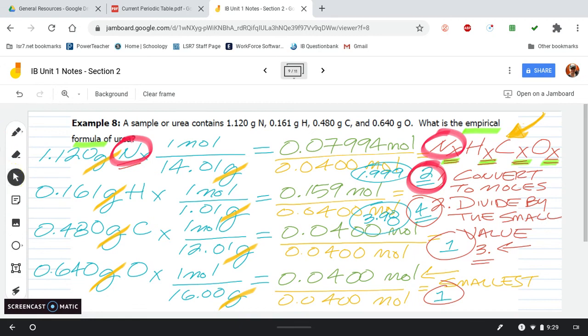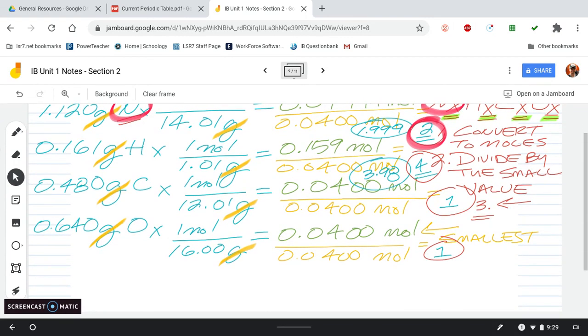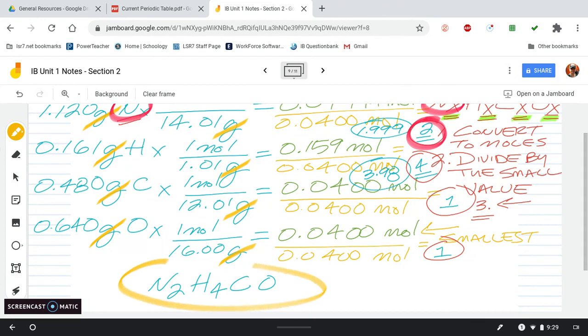So let's go ahead and slide this up and write down our final answer, which is going to be a formula. So that's going to be N2H4C1O1. So NH4CO. And so that's the formula. Now, this can be written different ways, but these are the pieces that you need to get the correct answer.